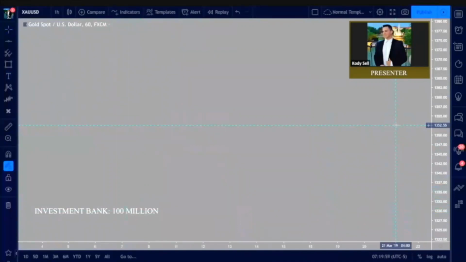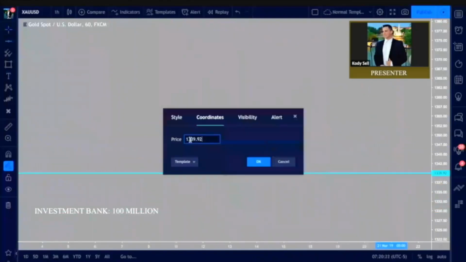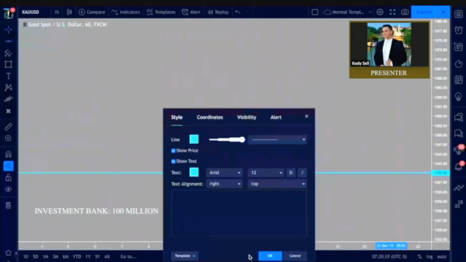So instead of placing a $100 million order, they may place a $20 million order 5 times, or they may place a $50 million order or a $10 million order and split it up into smaller pieces. The reason why they have to do this, so let's go ahead and pull out our line tool here. And let's just say that right here at 1340, let's go in here.